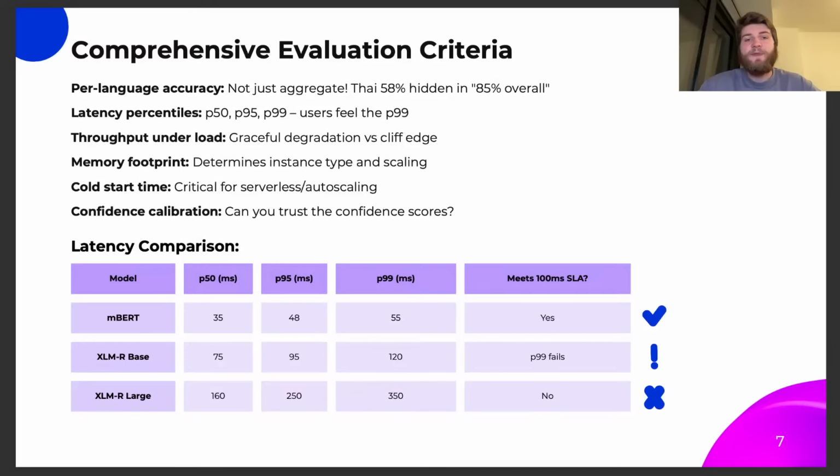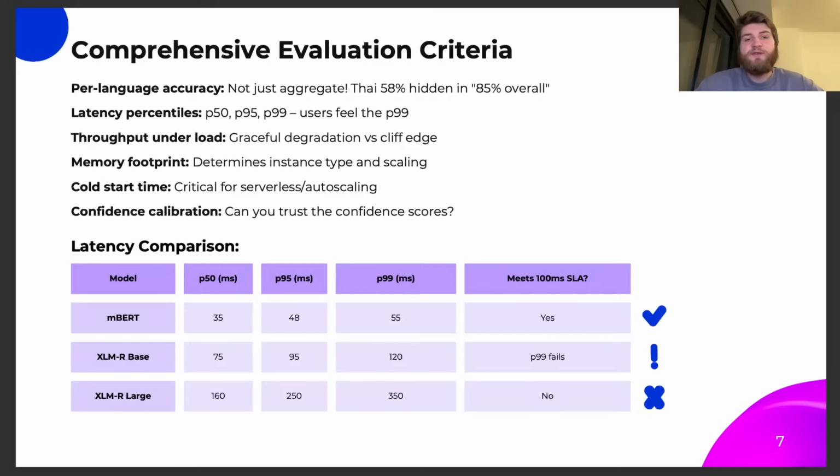Second, latency percentiles. Don't just measure average latency, but also measure P50, P95, and P99. Because I've seen some models with great P50 latency at 40 milliseconds, but P99 at 500 milliseconds due to outlier requests, usually long texts or languages with inefficient tokenization.